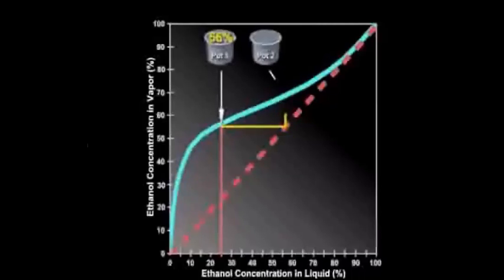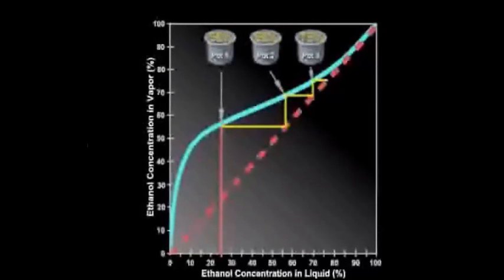By drawing a vertical line up to the equilibrium line, we can determine what is the ethanol concentration in the vapor in the second pot. The concentration is 68%. What about the third pot? We draw the horizontal line to the 45-degree line and the vertical line to the equilibrium line and find our answer, 75%. This procedure can be repeated for any number of pots.